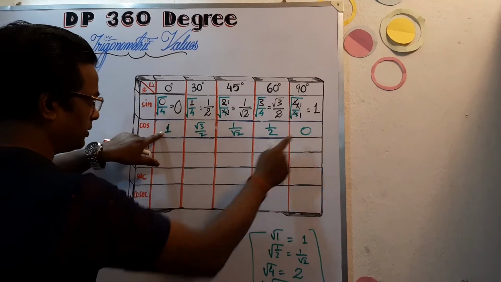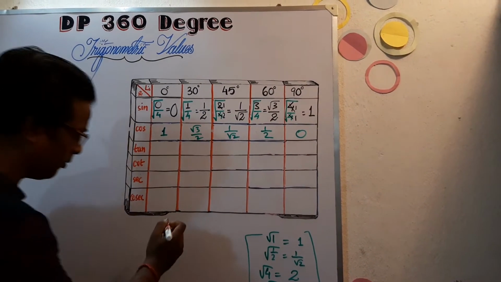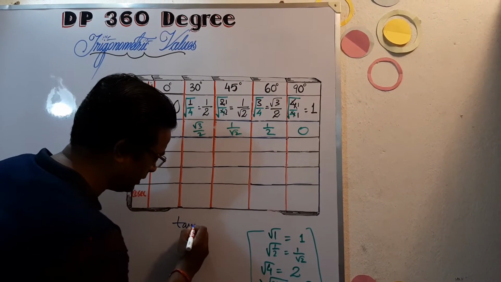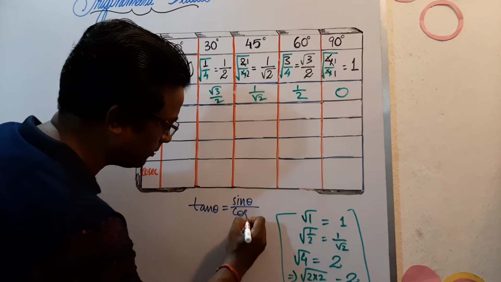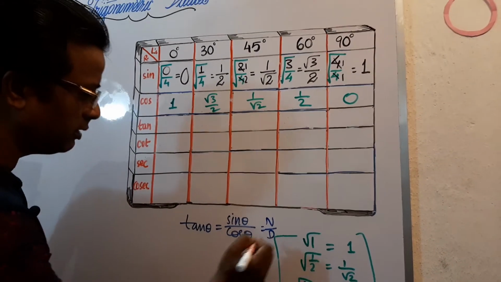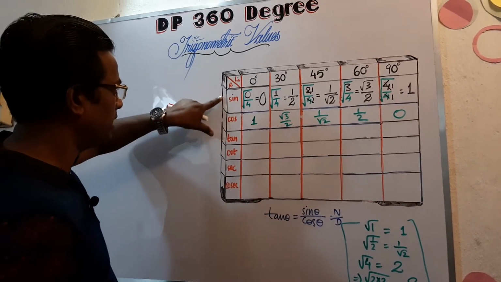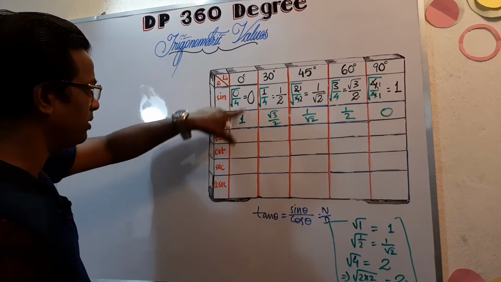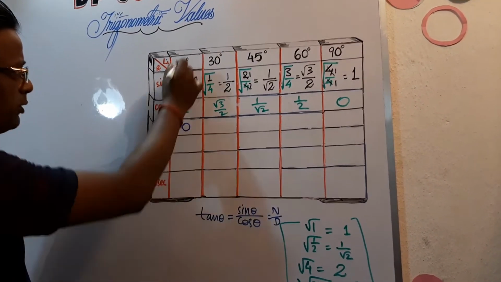Now let me tell you a small tip. All of you know this by now, but still, tan theta is sine theta upon cos theta. Sine theta will be in the numerator and cos theta in the denominator. So it's already there. Divide the two boxes: 0 upon 1 is 0, so tan 0 degree is 0.